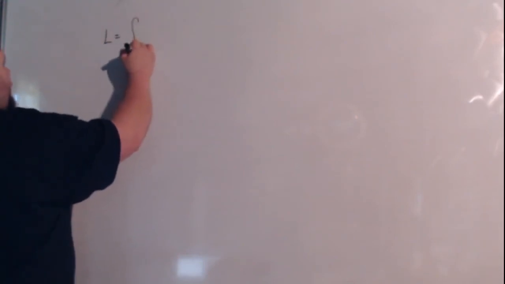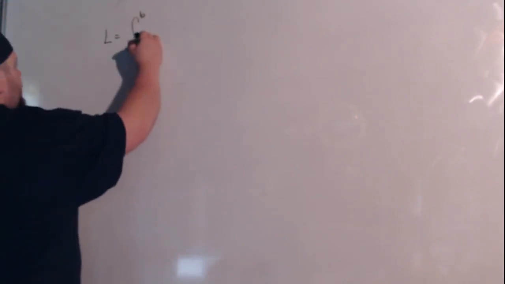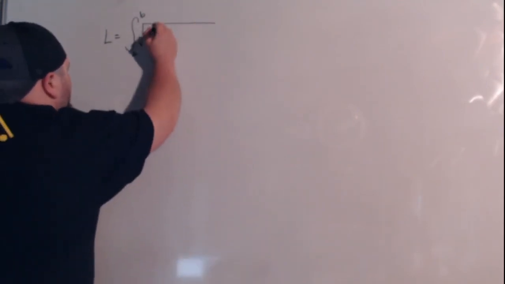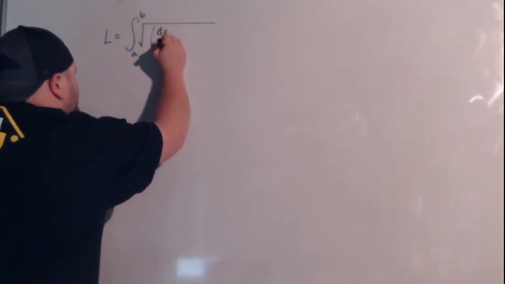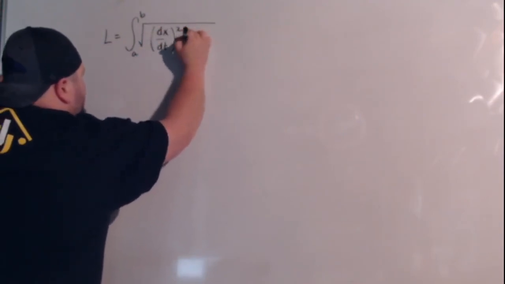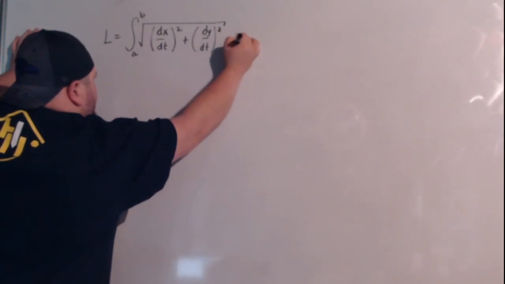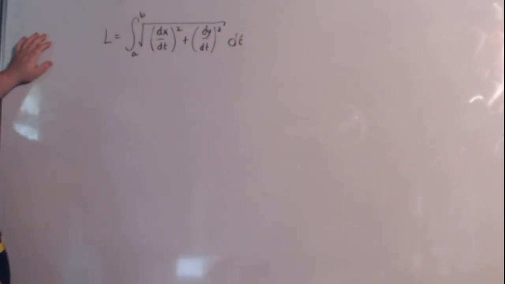So arc length is the integral from some a to b of the square root. Before we used to have 1 plus f prime quantity squared. But now we've got dx/dt squared plus dy/dt squared, dt. And if you do some manipulation there, you can see that this is the same equation just for a parametric. So let's try it out. We've got an example here.